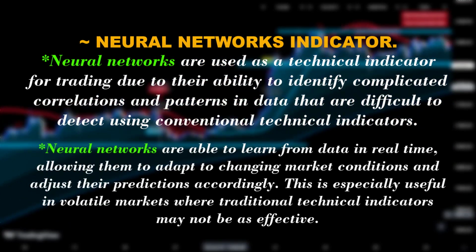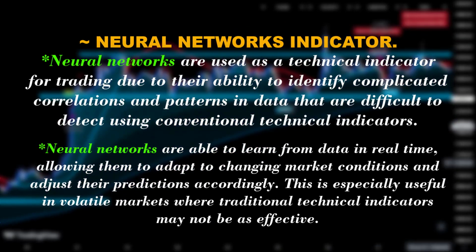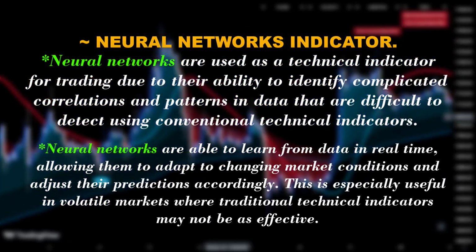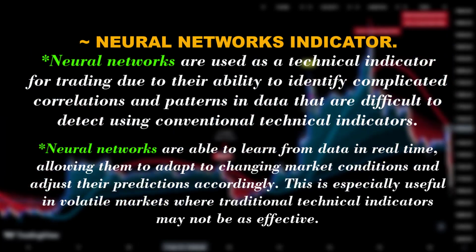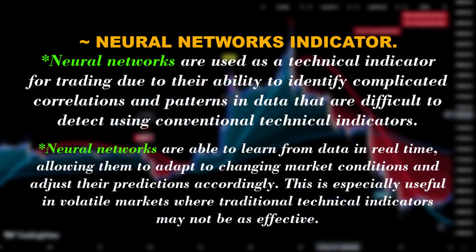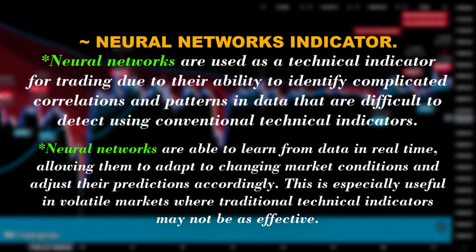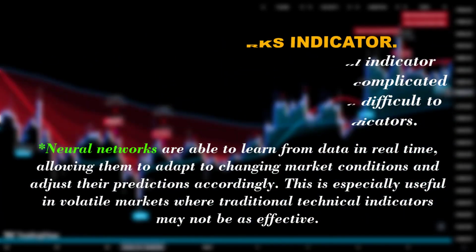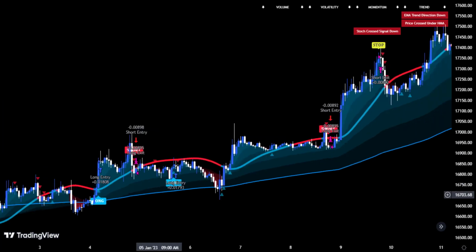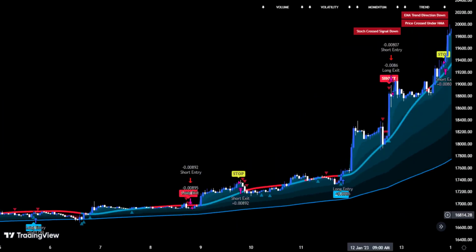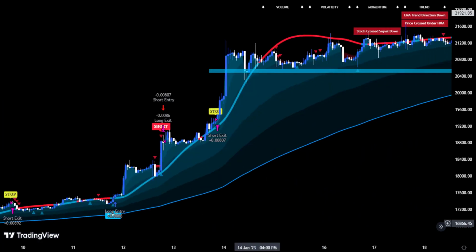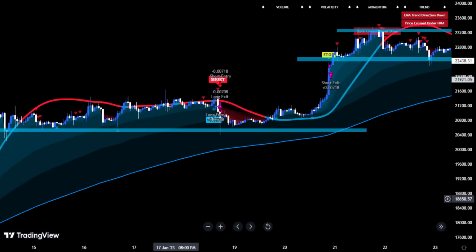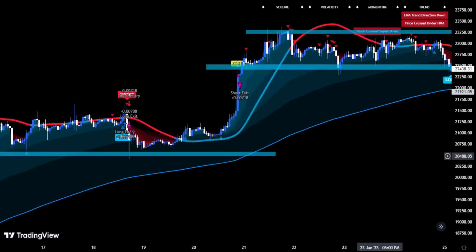Additionally, neural networks are able to learn from data in real time, meaning that they can adapt to changing market conditions and adjust their predictions accordingly. This can be particularly useful in volatile markets, where traditional technical indicators may not be as effective. However, as with any technical indicator, it is important to be aware of its potential limitations and to use neural networks as part of a broader trading strategy.